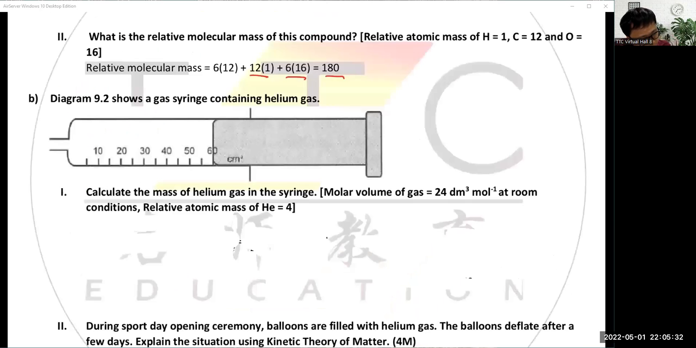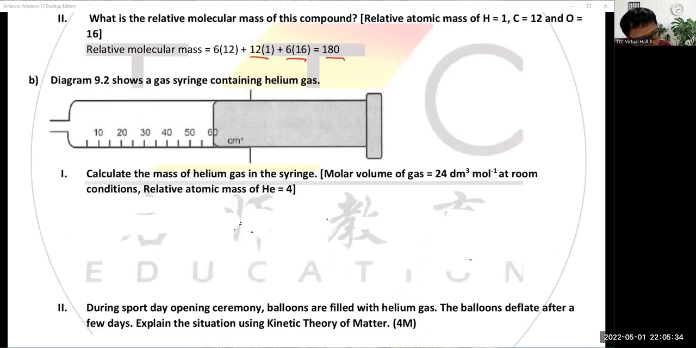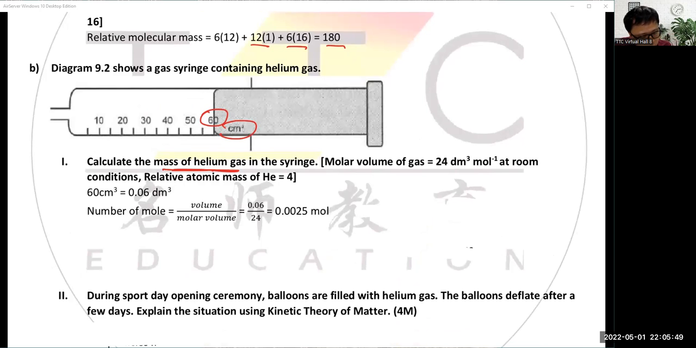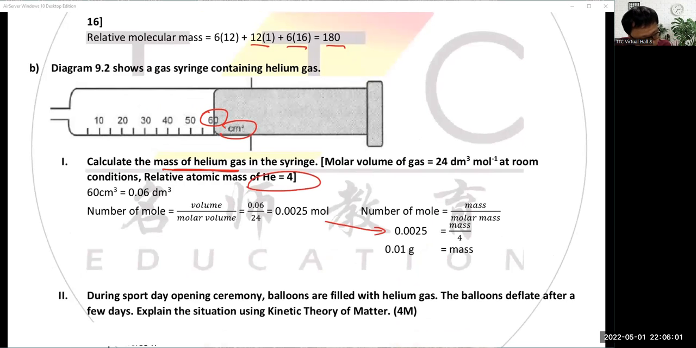Then by looking at this diagram, you know it's 60 cm cube. Now you have to find the mass. First thing, change your 60 cm cube to dm cube. So 60 cm cube is equal to 0.06 dm cube. Then use the molar volume to convert to 0.0025 mole. Then from there, you find the mass. So 0.0025 mole, bring it over here. The mass of helium is 4, then you are able to get the mass equal to 0.01.